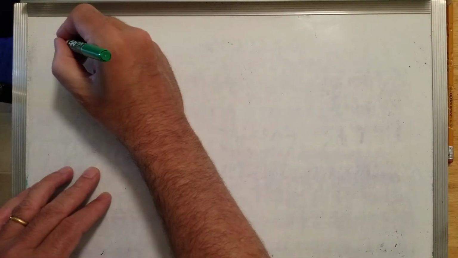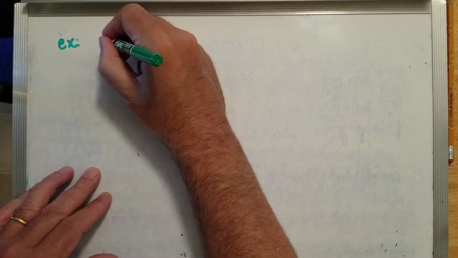I want to do some examples of operations with fractions, and I'm not going to mess around at all with the traditional method. I'm just going to use the calculator for everything. So here's the first example.